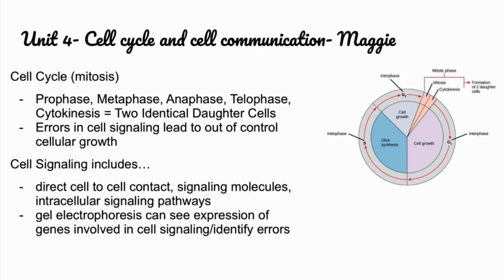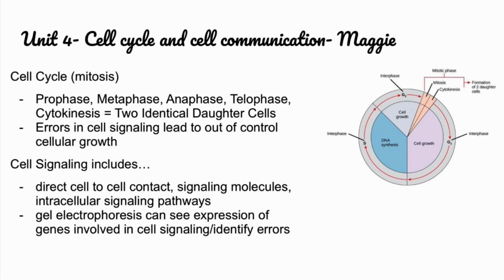So if there is not a signal in the phase of cytokinesis that tells it to stop multiplying, it will result in it multiplying out of control. And cell signaling includes direct cell-to-cell contact, signaling molecules, and intracellular signaling pathways. And gel electrophoresis can see expressions of genes involved in cell signaling and identify errors.